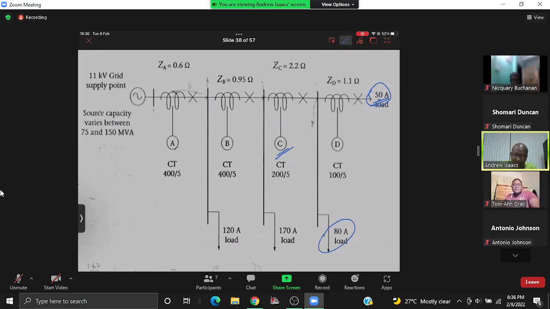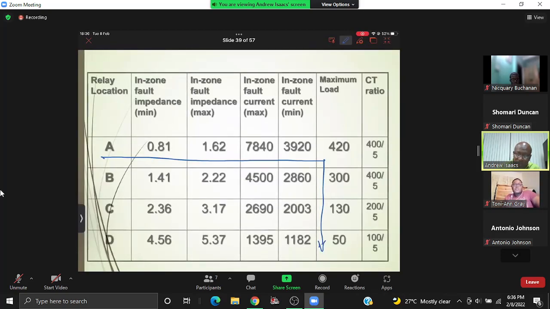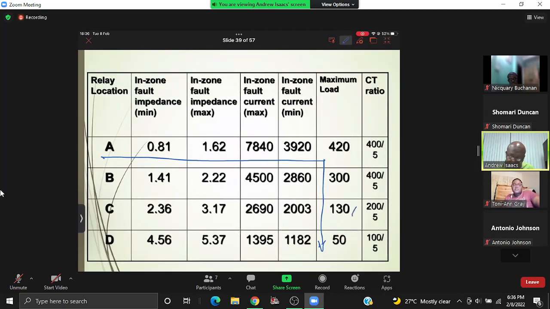All right? Thank you, Mr. Buchanan. And also, if you go to B, it will now add the 170. So that's how we get the 300. And then A would have to see all the loads. So the maximum load current would be 50, 130, 300, 420. We're good with that? I know it's kind of heavy tonight, but you're the creme de la creme, so let's move on.